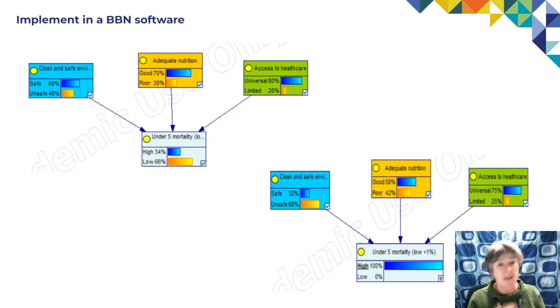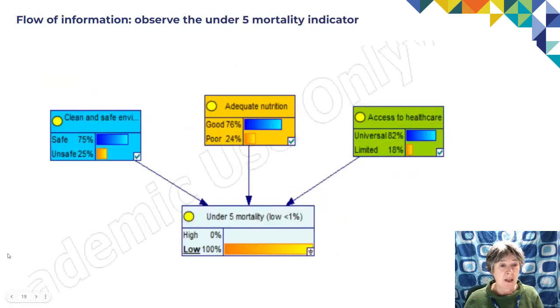Here, we believed that 60% of the kids had access to a clean and safe environment before observing mortality. But after observing that mortality is high, we conclude that about half of that, only 32% of the kids, enjoy a clean and safe environment. Conversely, if we observe that the mortality is low, then we must have underestimated the number of kids who live in a clean and safe environment. Instead of 60%, it's now estimated to be 75%.